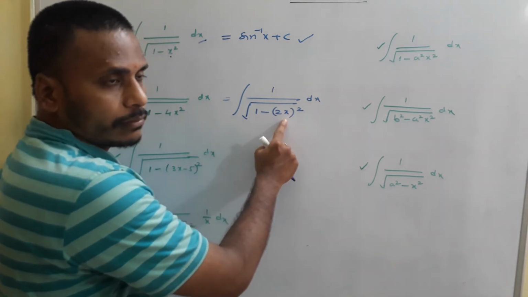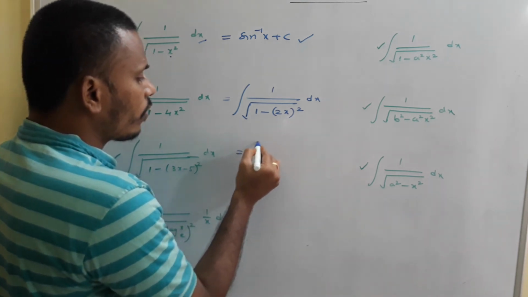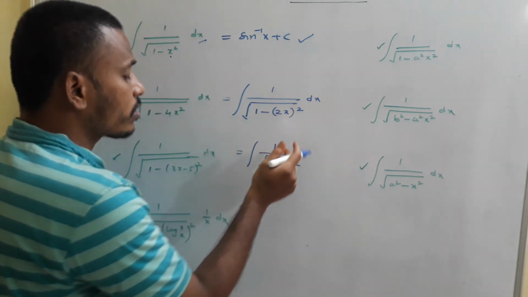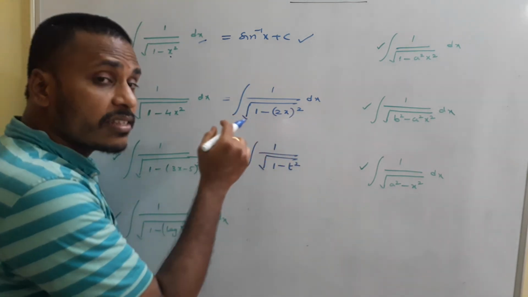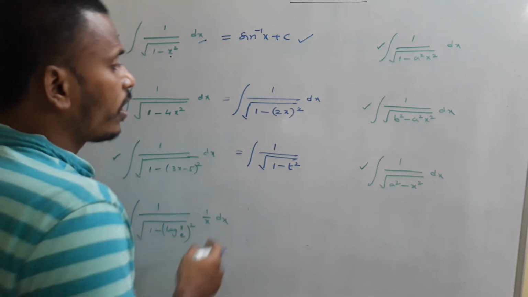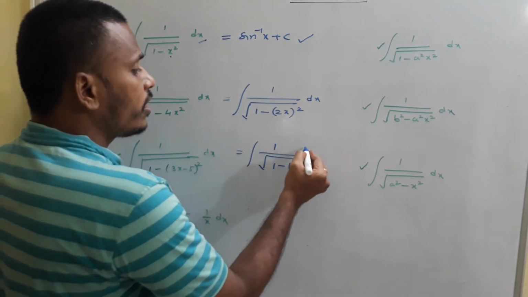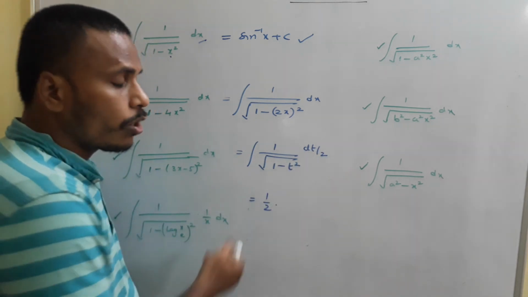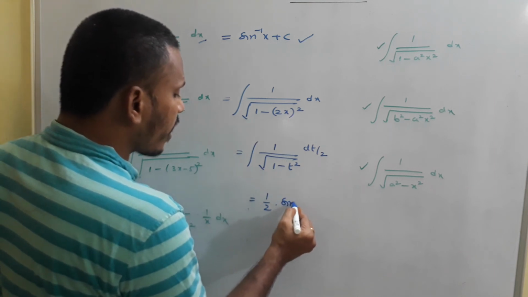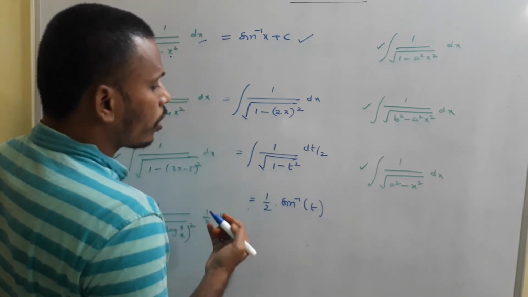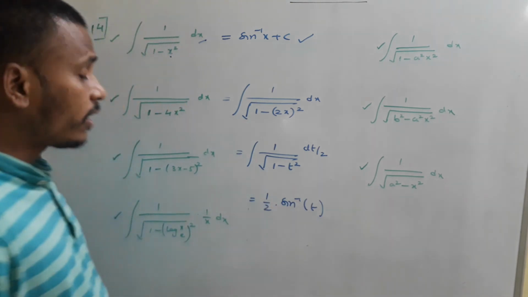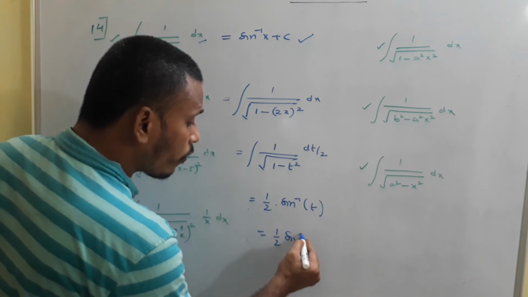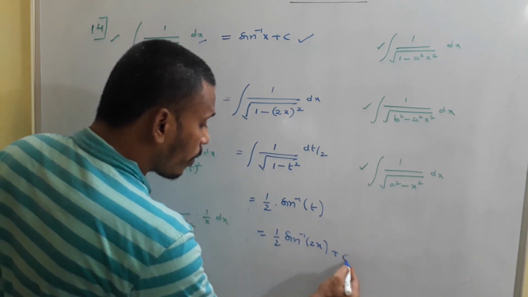Or if you take it as t, what will happen? Integral 1 by root 1 minus t square, because 2x is t. If 2x is equal to t, 2 dx is dt, and dx can be written as dt by 2. That is equal to 1 by 2 into sine inverse t, and t is nothing but 2x. So finally our answer for the problem is half sine inverse 2x plus c.